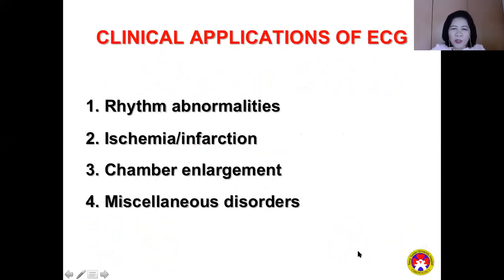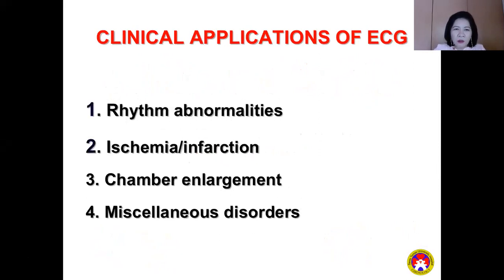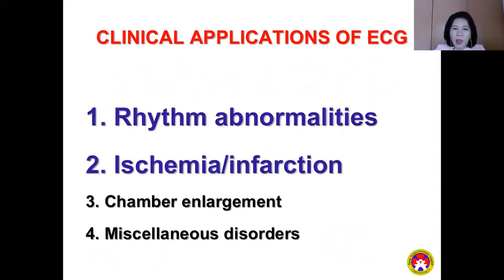So we have learned that we can use the ECG to look for rhythm abnormalities as well as ischemia and infarction, chamber enlargement, and other miscellaneous disorders like electrolyte abnormalities. But today we're going to talk about rhythm abnormalities as well as ischemia and infarction.